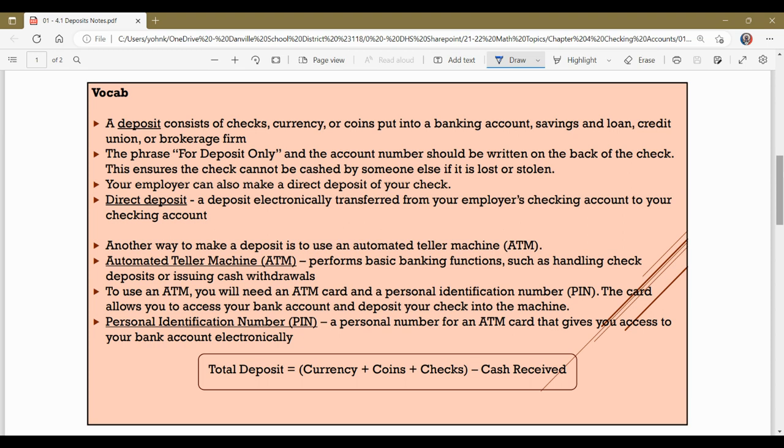And a lot of you guys have debit cards that you use at stores to purchase items. And those debit cards are linked directly to your checking account. So when you type in your PIN, that is the same PIN that you would type in at an ATM if you were trying to get cash.